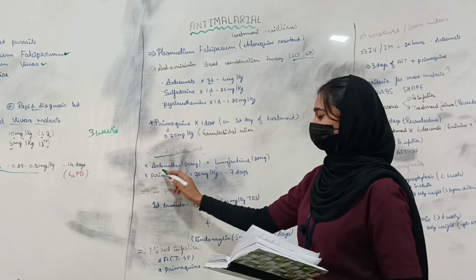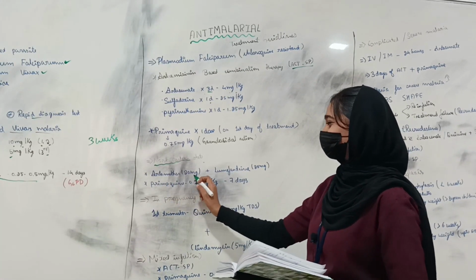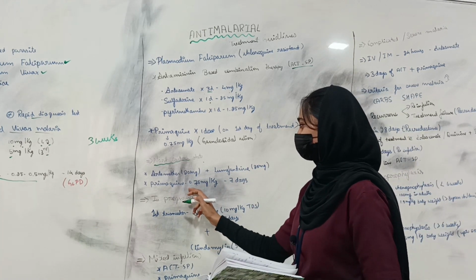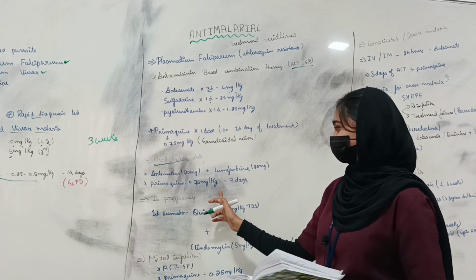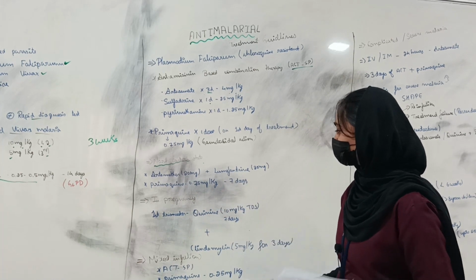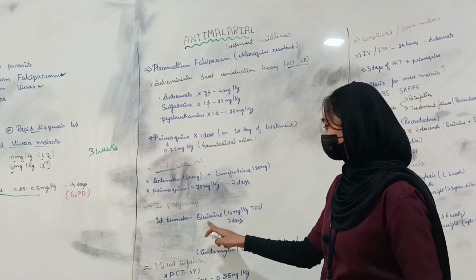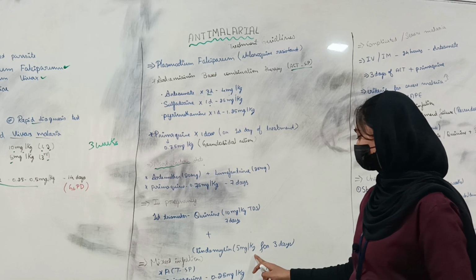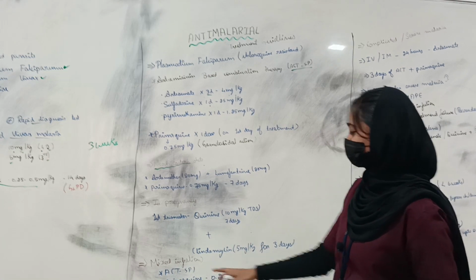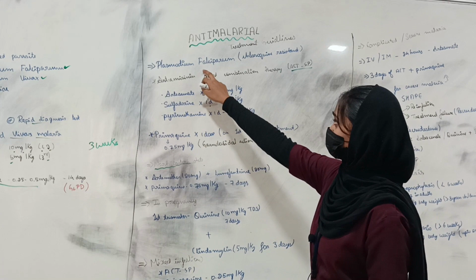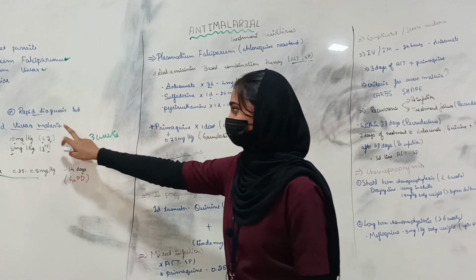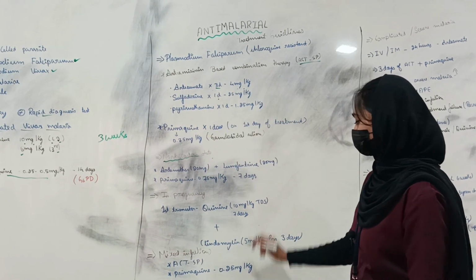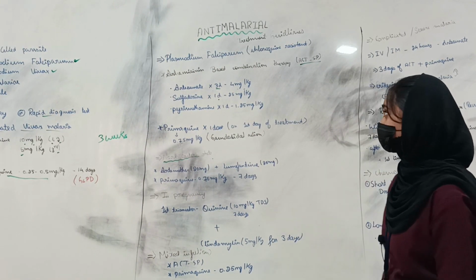So you are giving Artemether 20 mg plus Lumefantrine 120 mg along with the Primaquine, that is 0.75 mg per kg, for 3 days. In pregnancy, in the first trimester you are giving quinine 10 mg per kg TDS for 7 days along with clindamycin, that is 5 mg per kg for 3 days. When I say mixed infection, it is nothing but Plasmodium falciparum along with Plasmodium vivax. So you are using the same treatment along with the Primaquine 0.25 mg per kg.